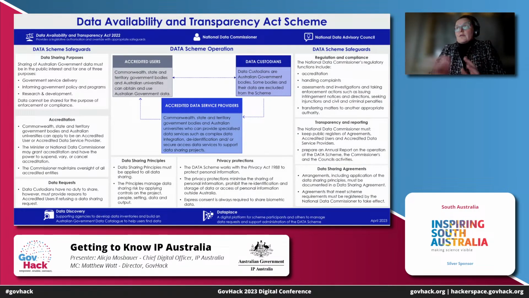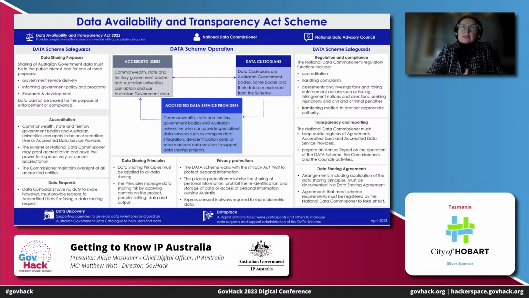Now, all of the ONDC work and DataPlace is all because of the Data Availability and Transparency Act scheme, which came into place last year. And this process, so this is an ONDC slide, this is not a slide from IP Australia. This is all about how the data scheme has been established, how you go through the accreditation process, how you might request data from other organisations, and the principles and so forth.